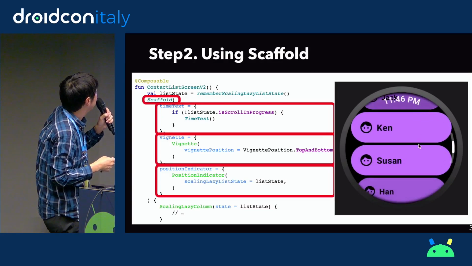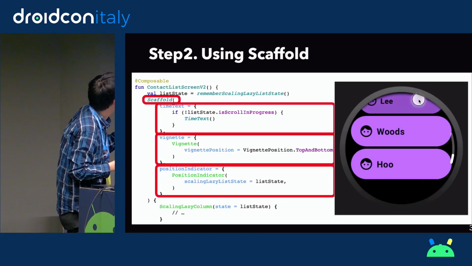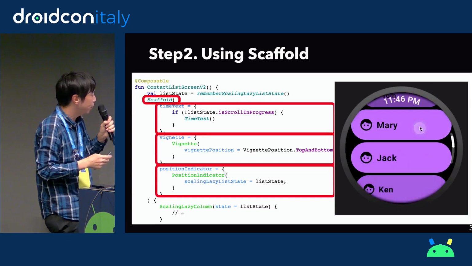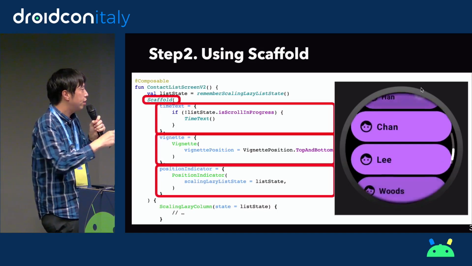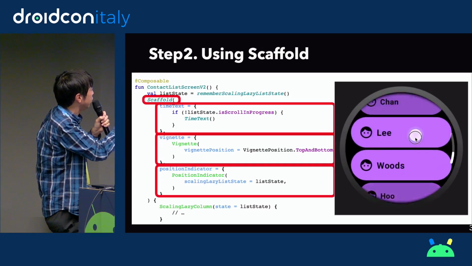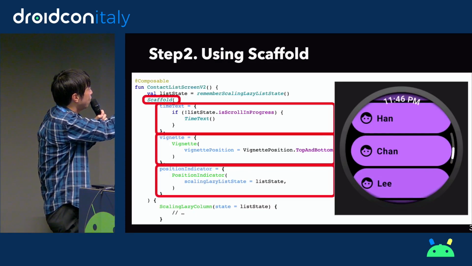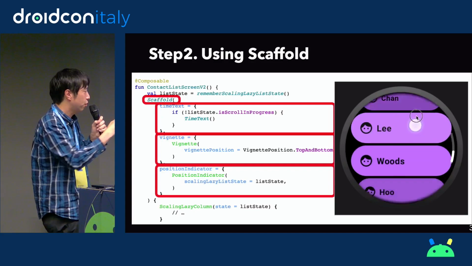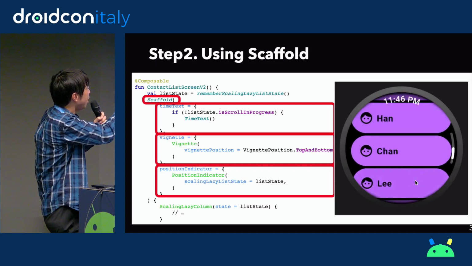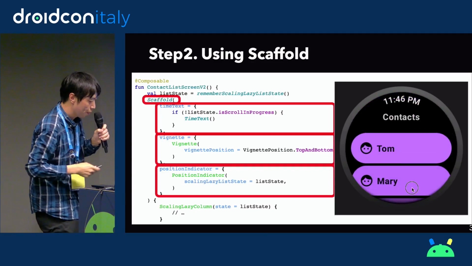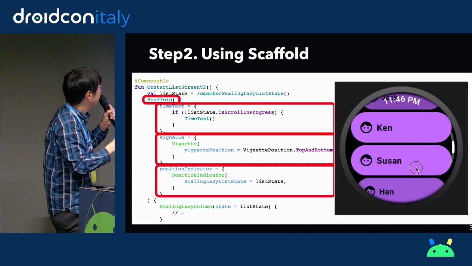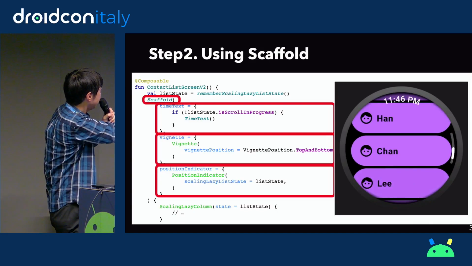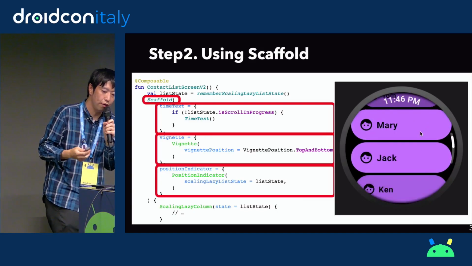Time text includes this state: if scrolling is in progress, it means during scrolling, it doesn't show any time text. But if I stop scrolling, the current time will be shown like this. And a vignette is like this, and a position indicator like this. We can easily implement all these features.